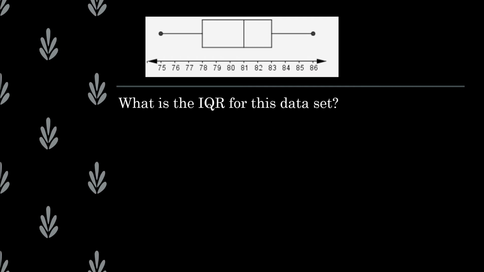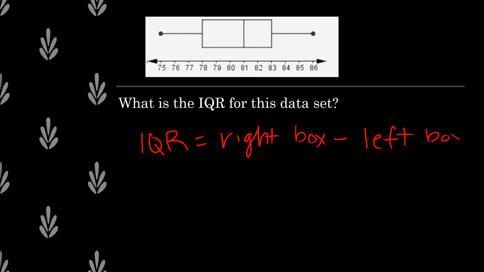Alright, we want to know what is the interquartile range, or IQR, for this data set. Now, to determine what your IQR is, what you need to do is take the right side of your box, and we're going to subtract it from the left side of our box. So what I mean by that is this is my left, this is my right.